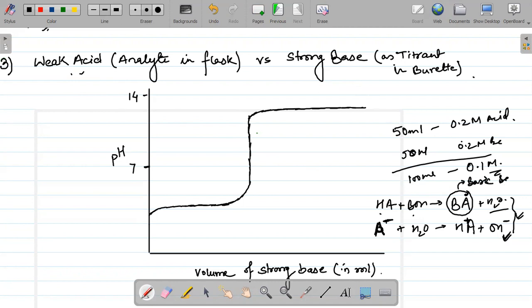बेसिक सॉल्ट. और ये बेसिक सॉल्ट in water dissolved है तो it is going to hydrolyze like this. We have seen the hydrolysis of salt. Basic salt is going to hydrolyze like this. A minus plus H2O is going to give us HA plus OH minus, and therefore at neutralization point, such titration will have pH greater than 7 or in the basic zone.